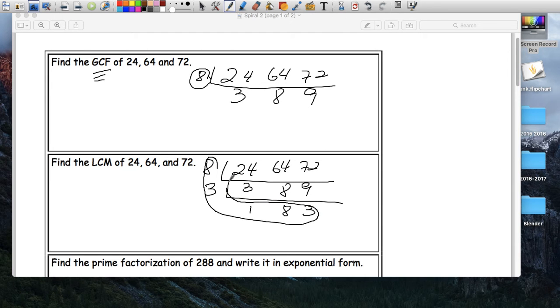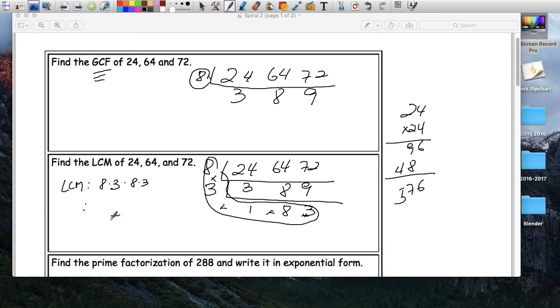And that makes sort of like an L, and we're going to multiply those numbers. So the LCM of 24, 64, 72 is 8 times 3 times 8 times 3. So that's 24 times 24, and I have no idea what that is. So let's do 24 times 24. 4 times 4 is 16, 96. 2 times, move 1 over. 2 times 4 is 8. 2 times 2 is 4. And 6, 7, 576.